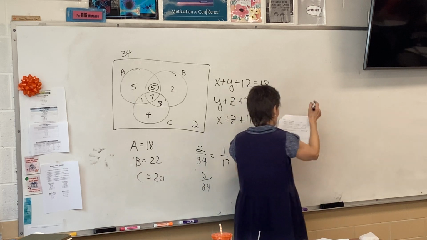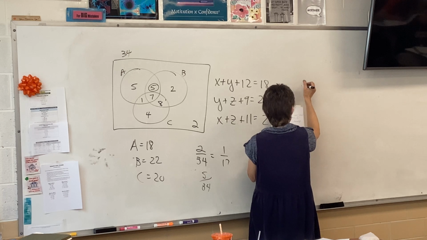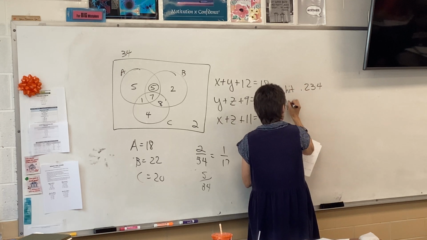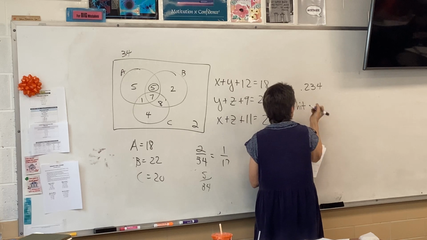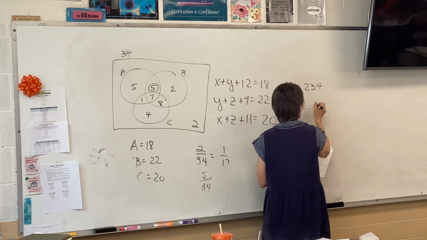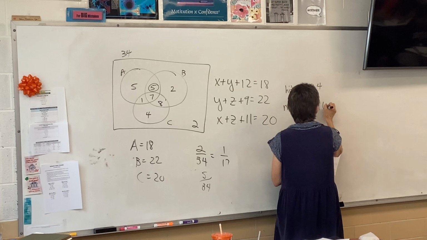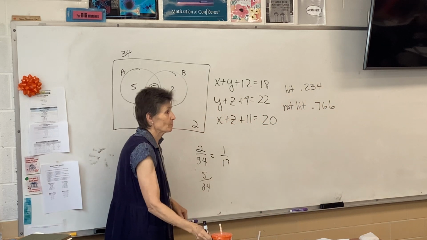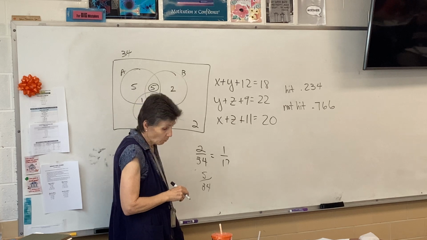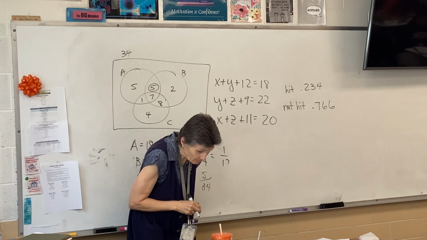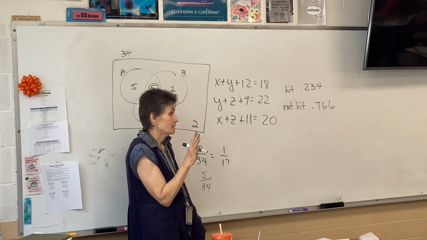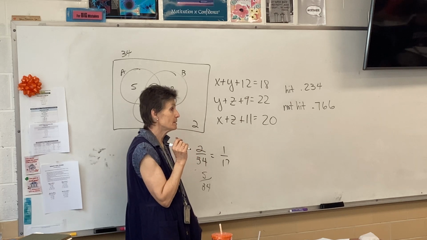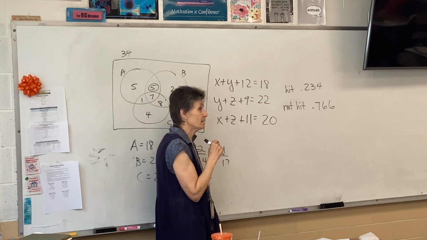Alright, so the probability of a hit is 0.234. So that means the probability of not a hit would be 0.766. Now, I want him to go to bat 5 times and get 3 hits. Exactly 3 hits. Okay? So think about that for a minute.